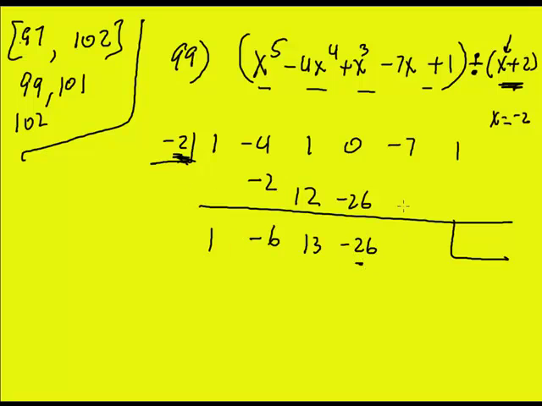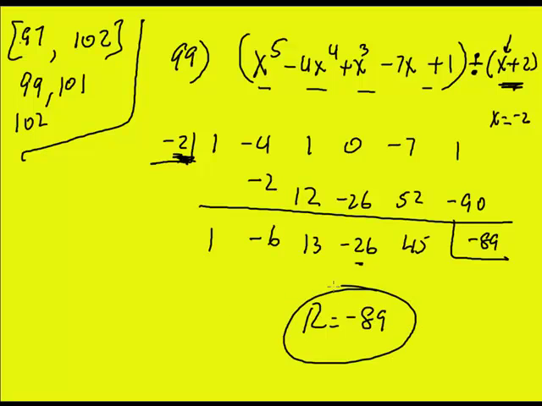Negative 26. Multiply by negative 2. When you multiply by negative 2, you're going to get 52. Okay? Add, you're going to get 45. Multiply by negative 2 again. Okay, you're going to get negative 90. Add, you're going to get negative 89. Your remainder is negative 89.